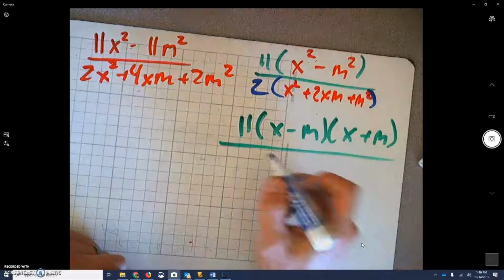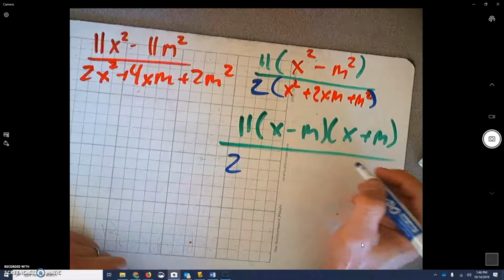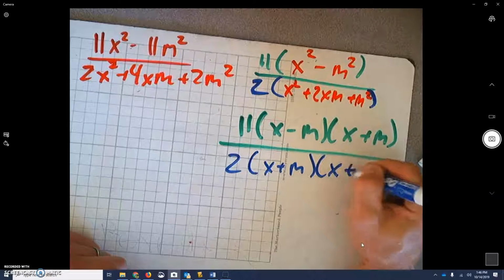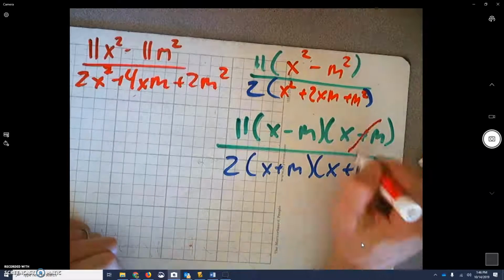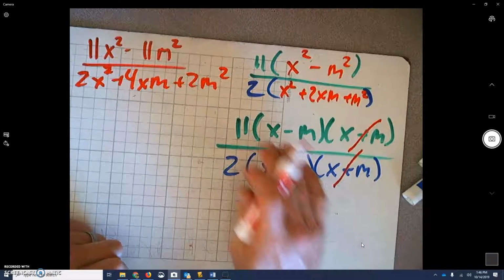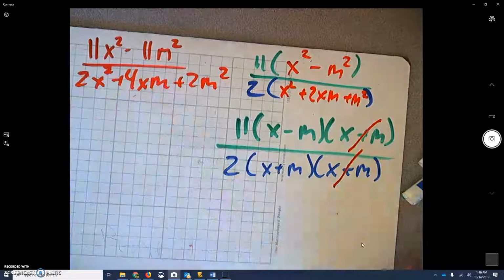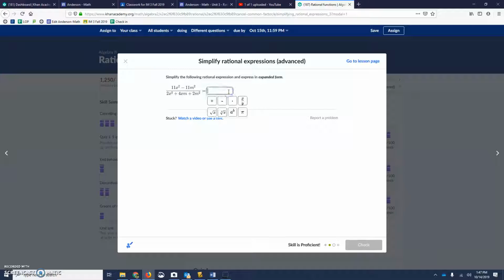Our denominator is 2, and it's just going to be x plus m times x plus m. And x plus m is crossed off. We're left with 11 times x minus m over 2 times x plus m. And they do not have any values that they want us to cancel out.